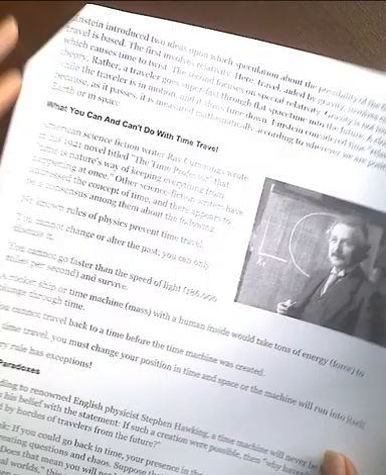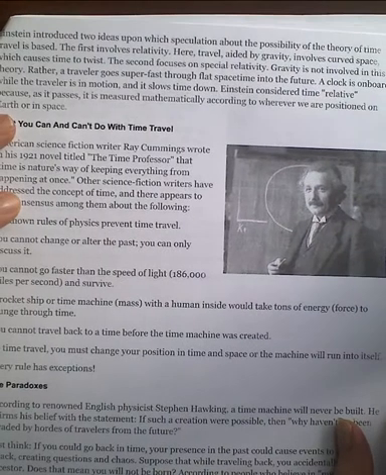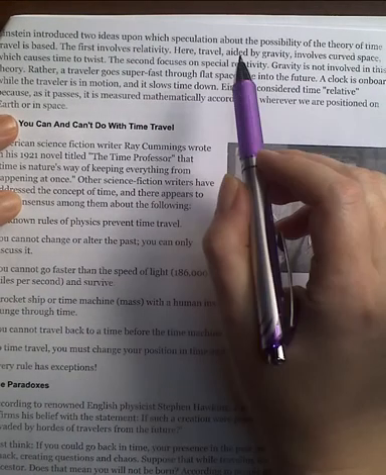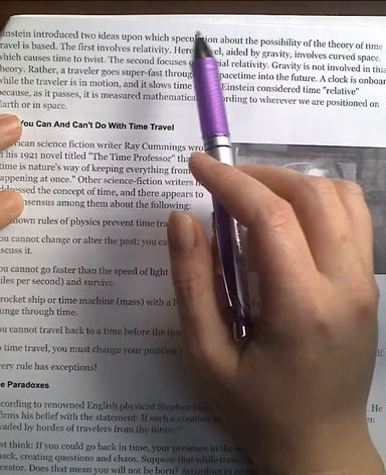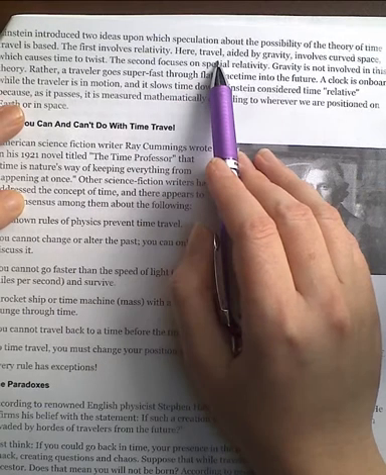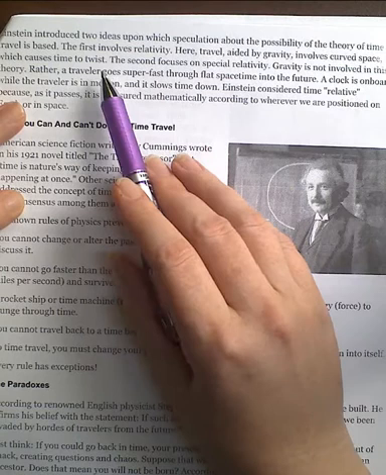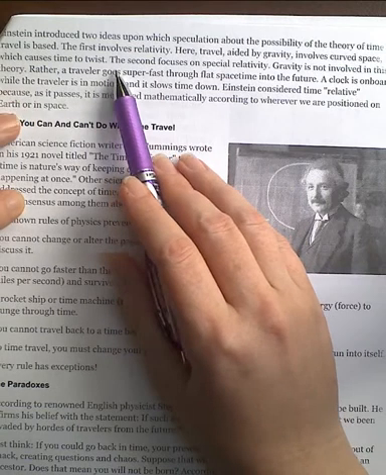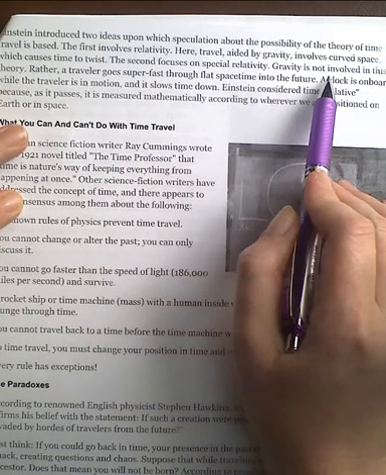Okay, let's see here. Einstein introduced two ideas upon which speculation about the possibility of the theory of time travel is based. The first involves relativity. Here, travel aided by gravity involves curved space, which causes time to twist. The second focuses on special relativity. Gravity is not involved in this theory.